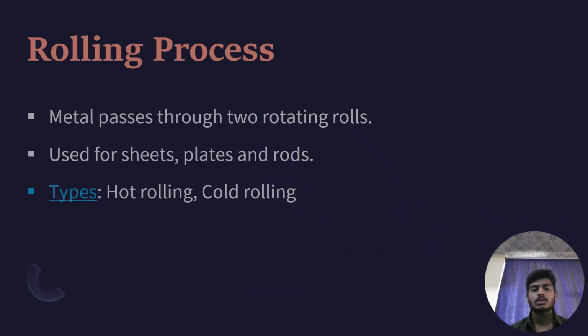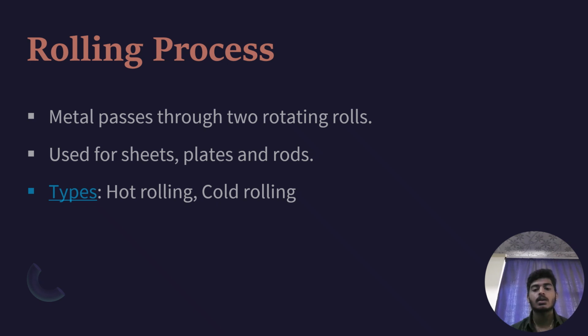The rolling process is one of the most common metal forming methods used to produce metal sheets, plates, and rods. In this process, the metal passes between two rotating rolls which compress it and reduce its thickness. Because of this pressure, the metal takes the shape and desired size. There are two main types of rolling, hot rolling and cold rolling.